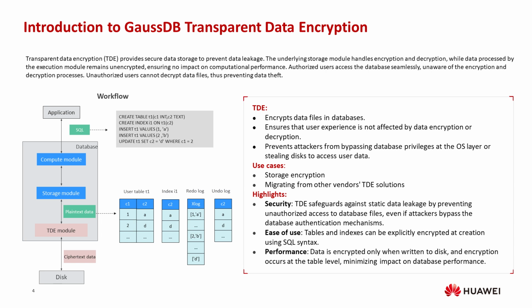First, security. Transparent data encryption safeguards against static data leakage by preventing unauthorized access to database files, even if attackers bypass the database authentication mechanisms. Second, ease of use. Tables and indexes can be explicitly encrypted at creation using simple SQL syntax. The encryption process is completely transparent to users. Third, performance. Data is encrypted only when written to disk, and encryption occurs at the table level. This minimizes impact on database performance.